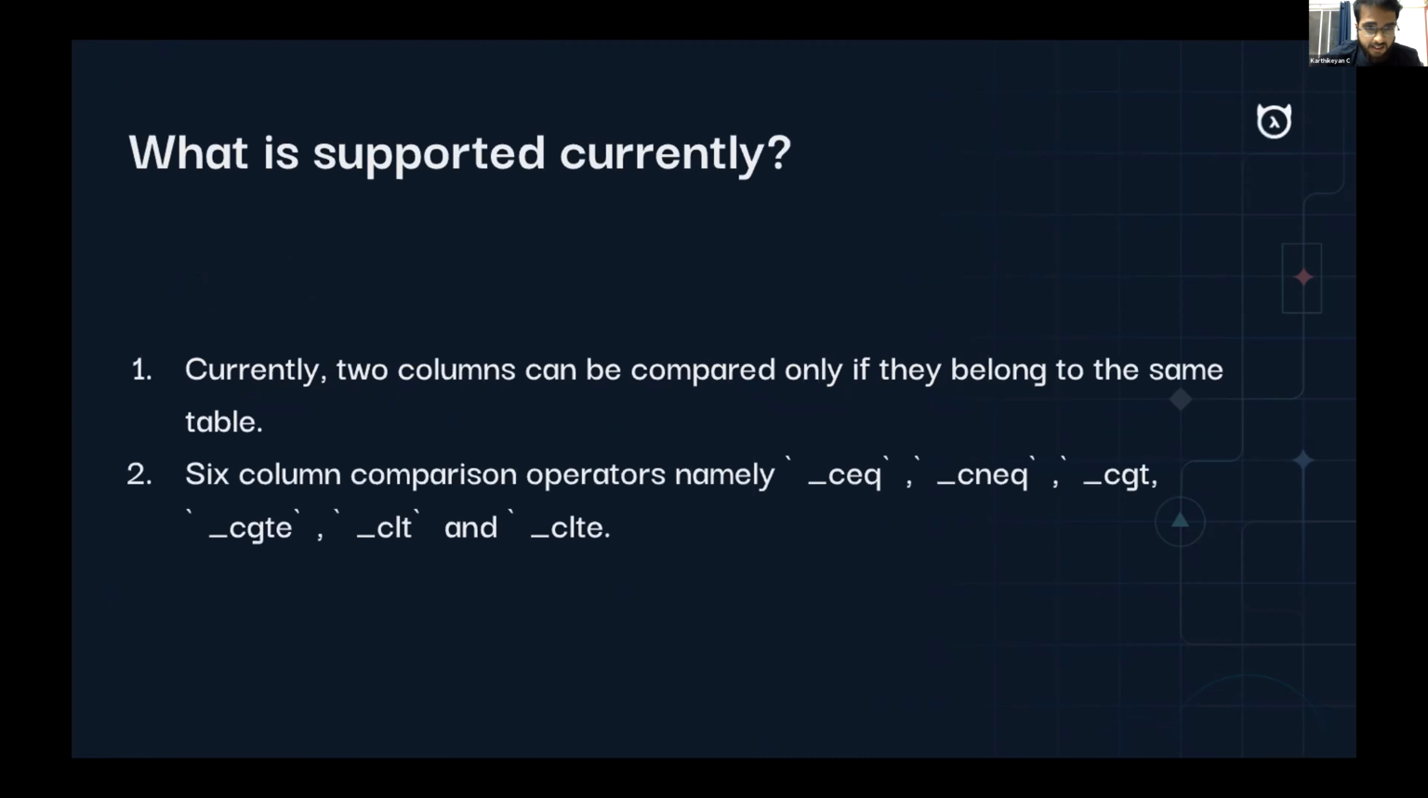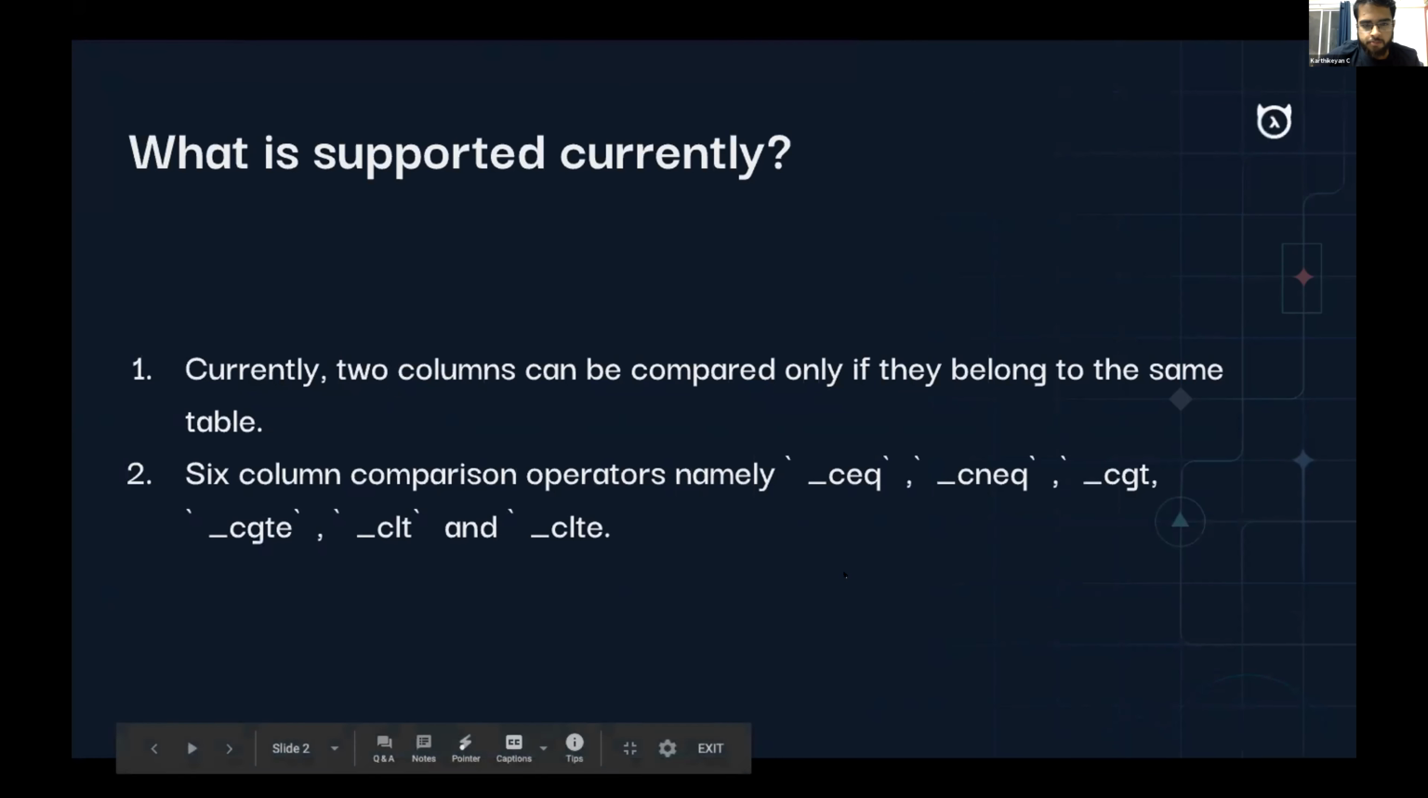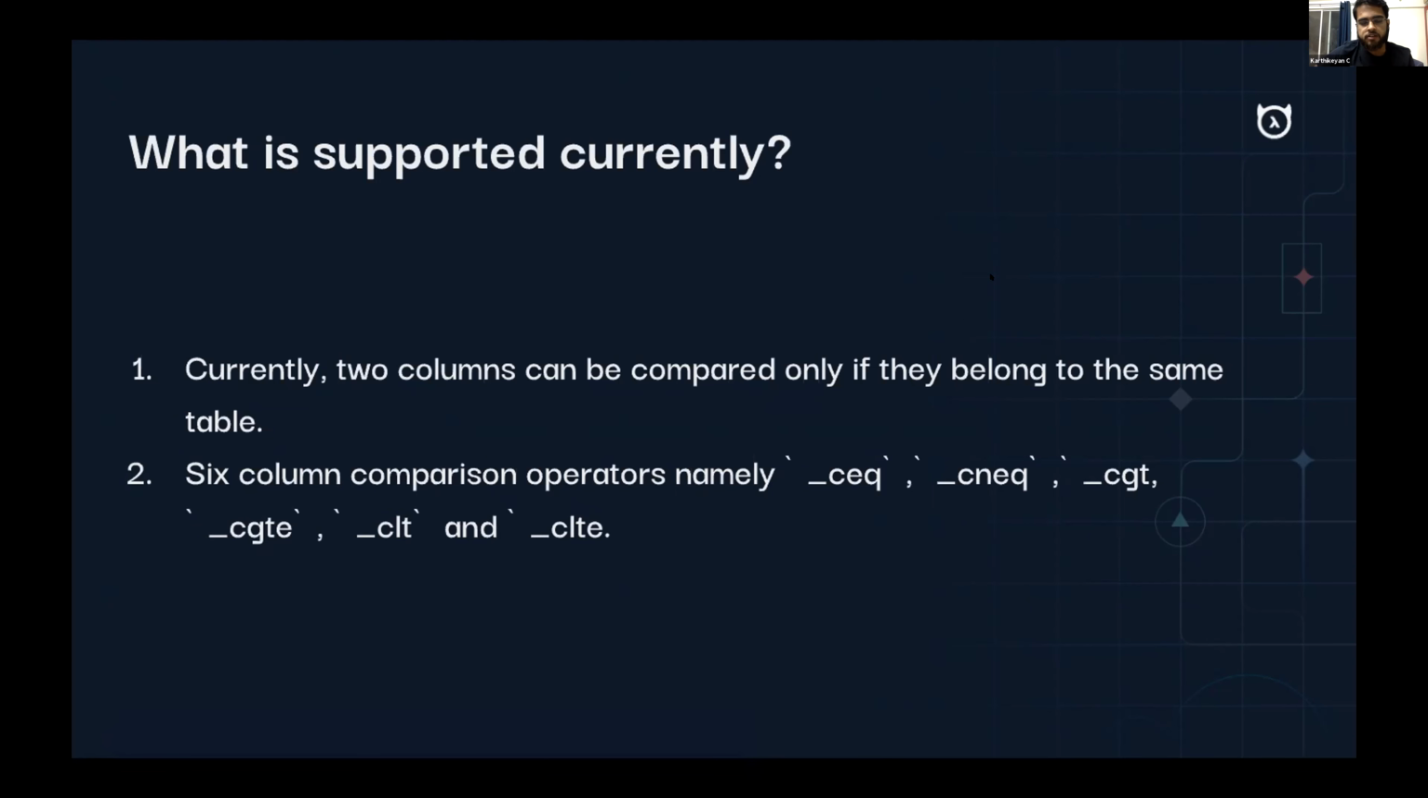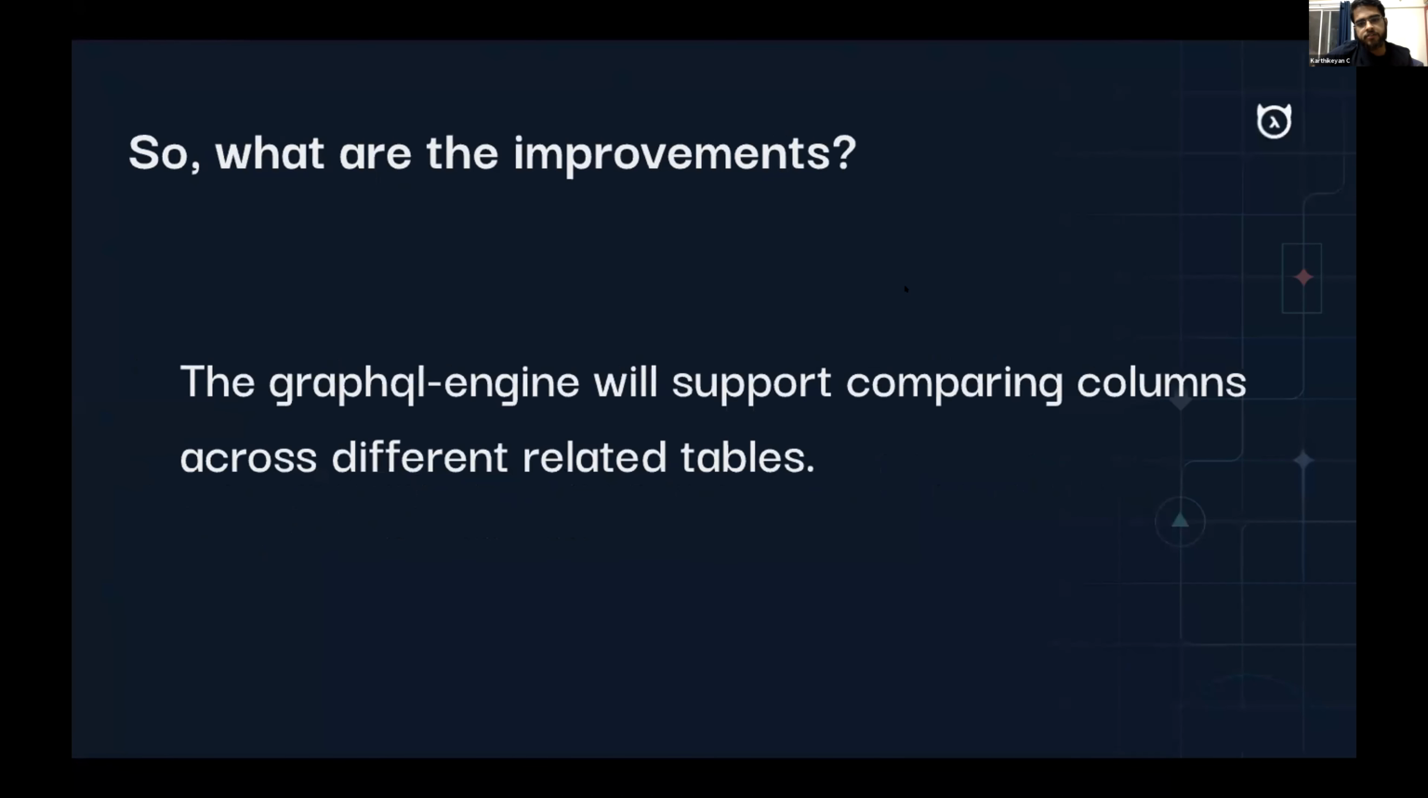We already support column comparison, but there are certain limitations. As you can see, you can only compare two columns if they belong to the same table, and we support six column operators. These are equal, not equal, greater than, greater than or equal to, and less than or equal to. So what are the improvements? Now the GraphQL engine will be supporting comparing columns across different related tables.